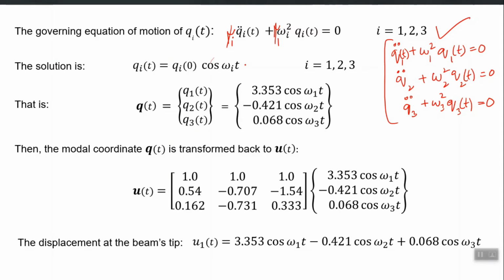So I write here this solution for any ith equation. I can be 1, 2 or 3. We know already that this is a very simple equation, and let's go to chapter 1 of our course, and there we already solved for the free vibration response of a single degree of freedom system.